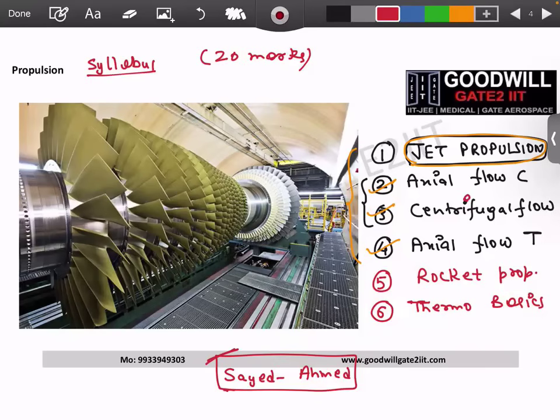It is equivalent to, like, we have John D. Anderson for aerodynamics, H.K. Das for maths, Megson for structures. Similarly, for propulsion, we have Sayyid Ahmad. But when we go into individual topics, I will be giving you advice for different books. Like jet propulsion, I'm just giving you an example. All these topics are brilliantly explained in Sayyid Ahmad, and believe me, many of the GATE questions are simply copy pasted from this book.